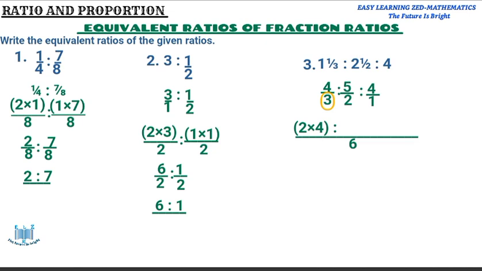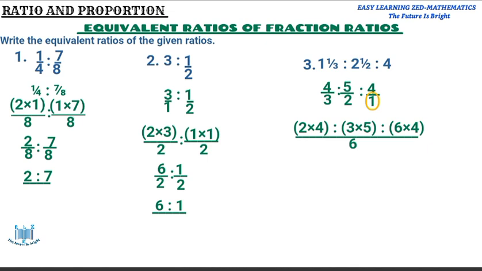Then we come to the middle fraction. Here we pick 2. We divide 6 by 2, which gives us 3. Then this 3 will be multiplied by the numerator, which is 5. Then we pick 1 here, and we divide 6 by that 1, which gives us 6. Then that 6 will be multiplied by the numerator, which is 4.